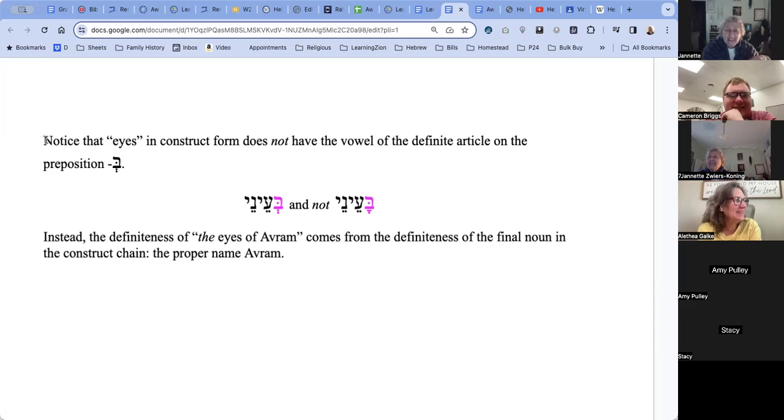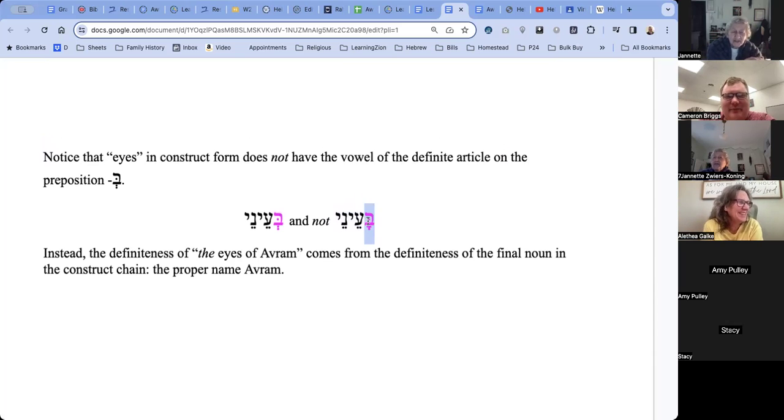Yeah, it did. All right, so notice that eyes, eine, in construct form does not have the vowel of the definite article on the preposition. Well, that doesn't matter because I don't know what the vowel of the definite article is anyway on a preposition. So normally in would be ba with a kamatz, ba. And so here, ba'ine, we're shortening, we're not doing a vowel sound there. Ba'ine Avram.